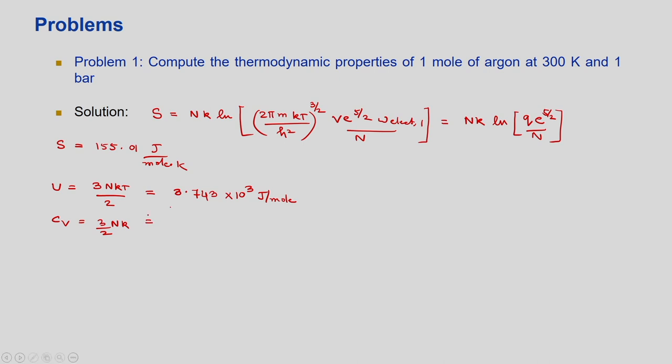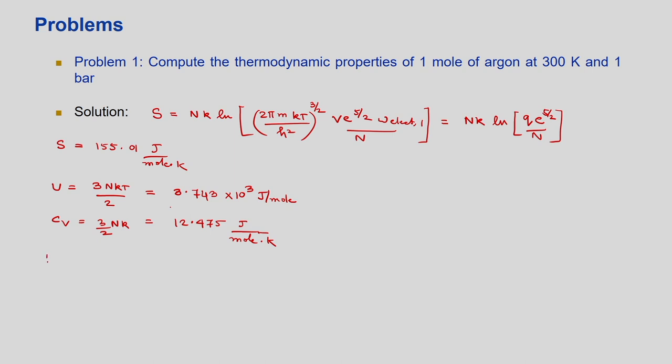So essentially you just divide this by temperature. If you divide this by temperature, you will get the answer as 12.475 joules per Kelvin. So, you know Cv.